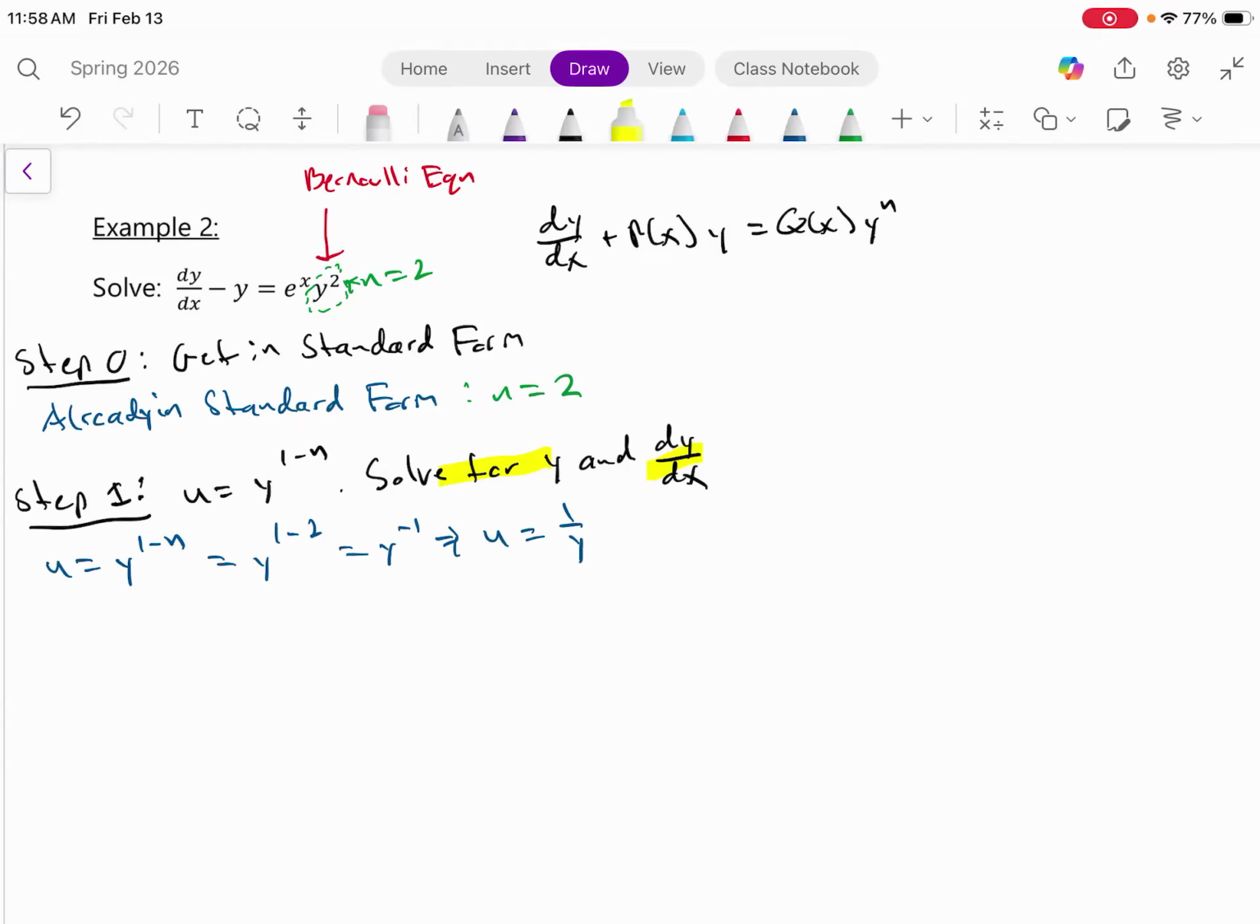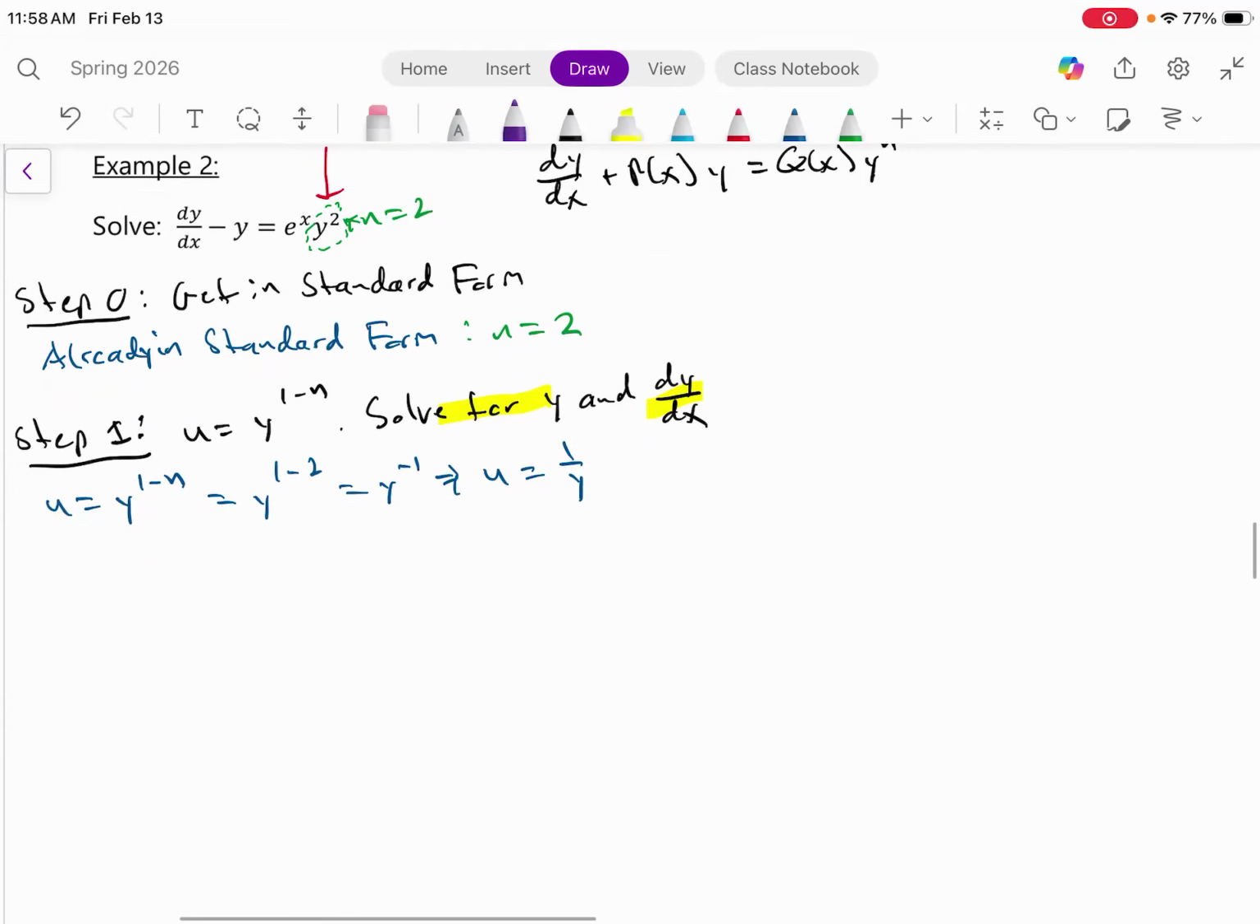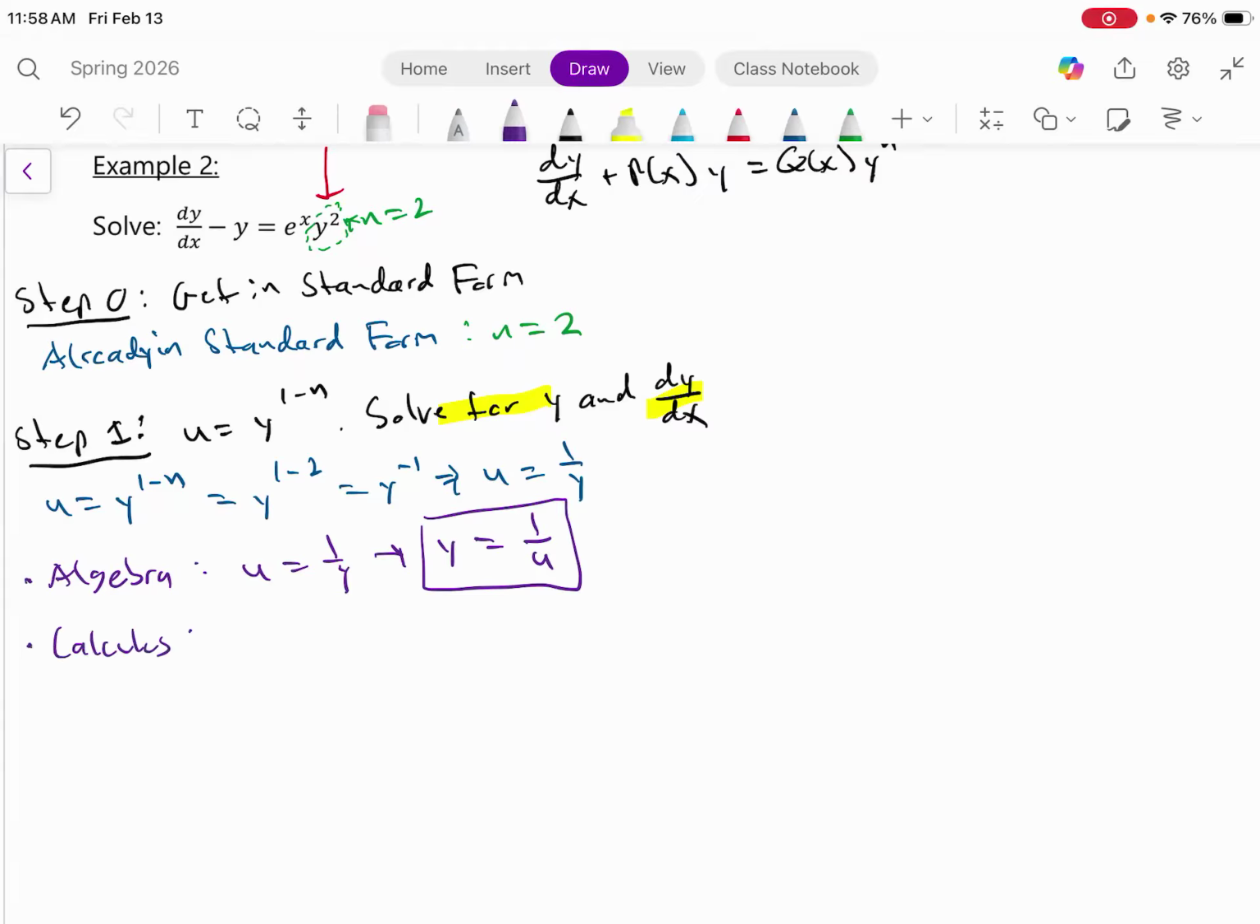So we need to do a couple of things. We need to use some algebra and calculus to solve for y and its derivative. So algebra, we have u equals 1 over y, and I want to solve for y, so we'll just reciprocate and get 1 over u. Okay, and we're going to use calculus to get our derivative. So the derivative of y is going to be negative 1 over u squared du over dx. Okay, the derivative of 1 over u is negative 1 over u squared.